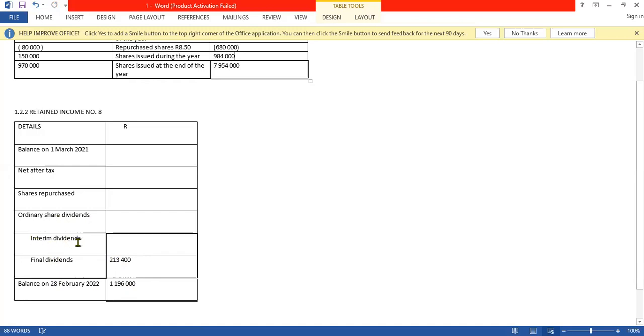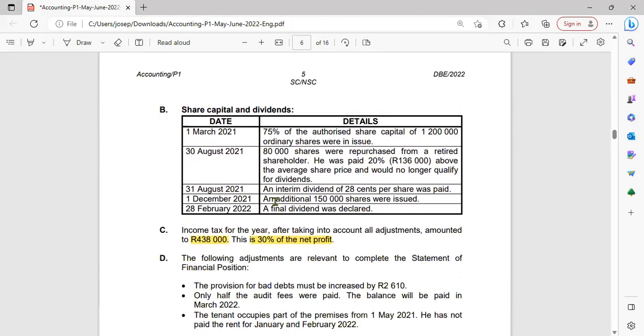Now let us calculate interim dividends. Let us go back into our question paper. About interim dividends, let me start here because this information is important. They said 80,000 shares were repurchased from Avital shares. It was paid 20%, which is 136,000 above the average share price, and will no longer qualify for dividends, meaning this shareholder does not qualify for any dividends, right?